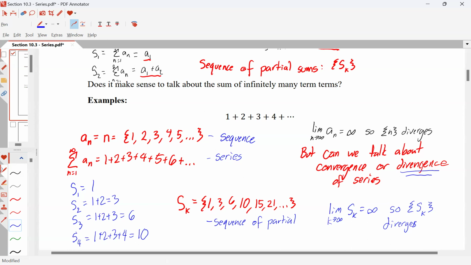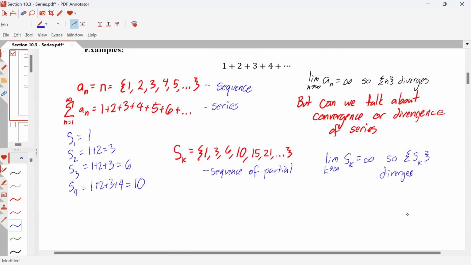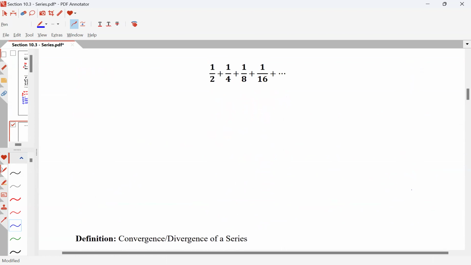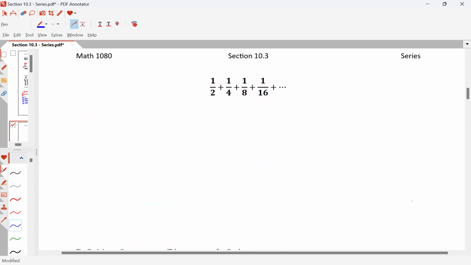So it is possible to add an infinite number of things together and get a finite number. So when does convergence happen? So we're going to look at another example. This example is 1/2 plus 1/4 plus 1/8 plus 1/16, and so on.